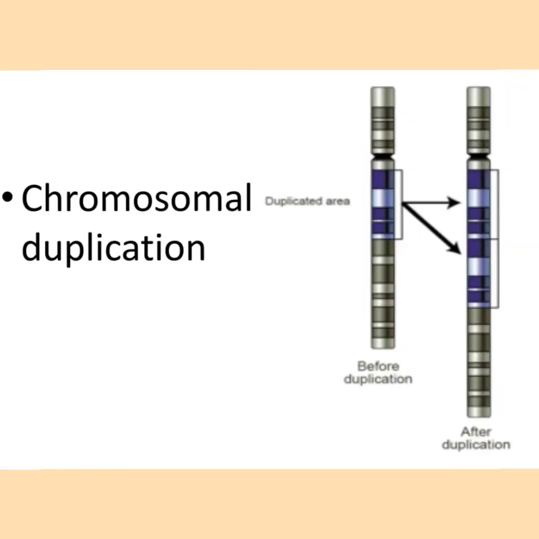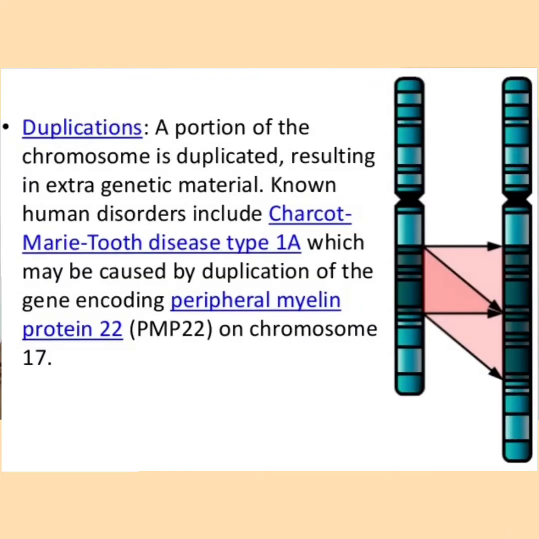Now, chromosomal duplication. A part of the chromosome in the arm becomes duplicated, or the genes become doubled, so the arm becomes longer. The duplication results in extra genetic material. Human disorders include Charcot-Marie-Tooth disease type 1A, which may be caused by duplication of the gene coding peripheral myelin protein 22, PMP22, on chromosome 17.